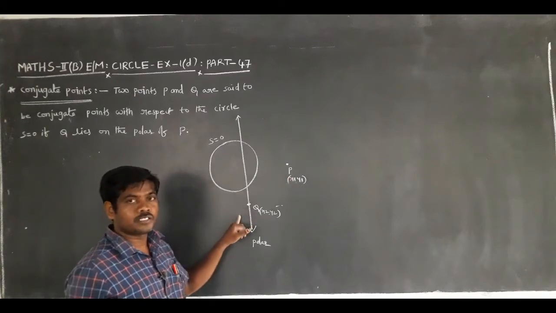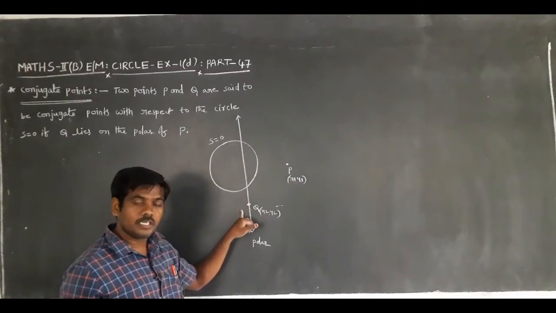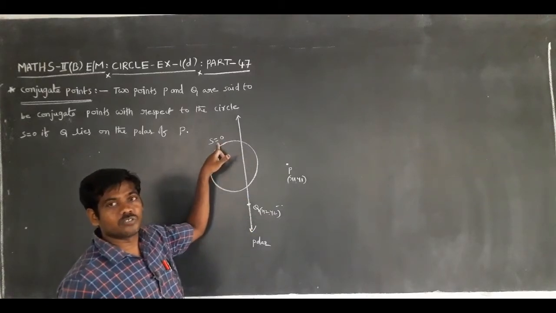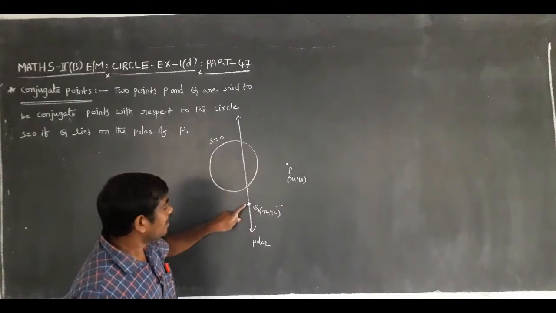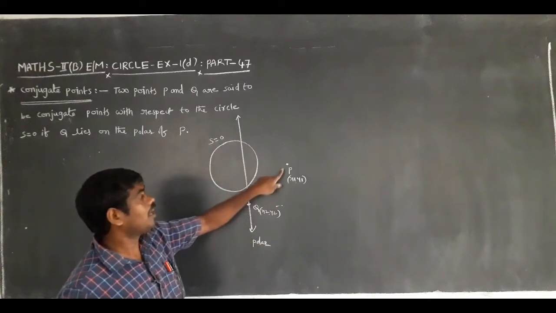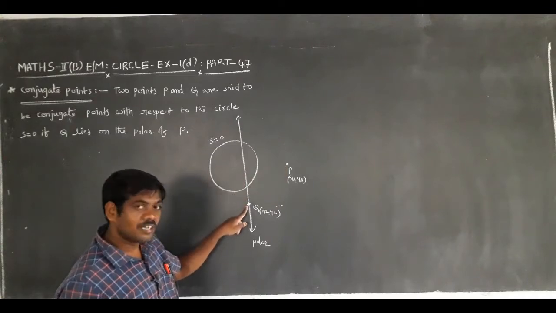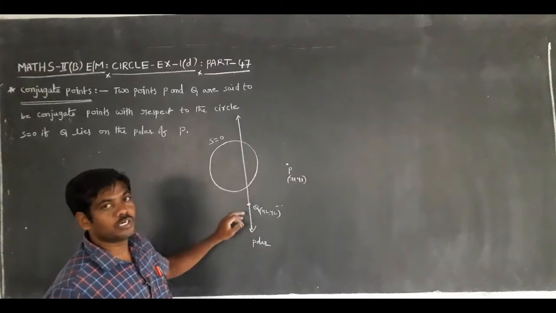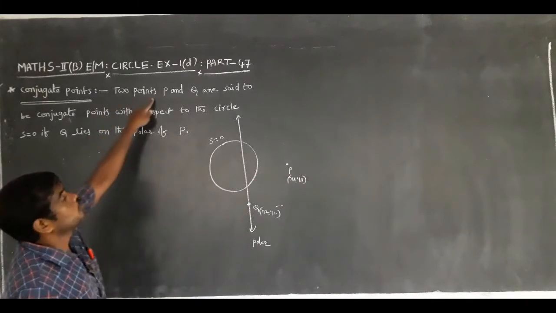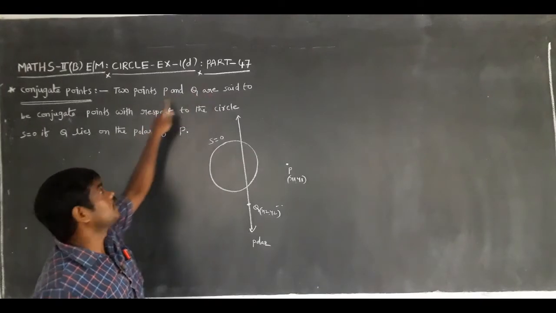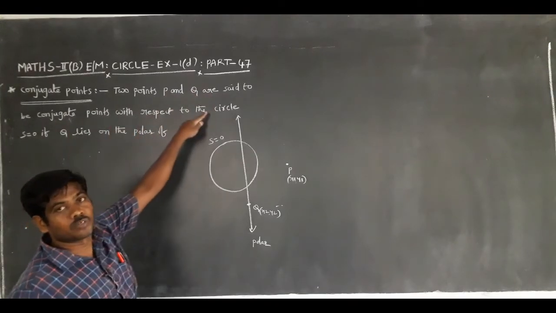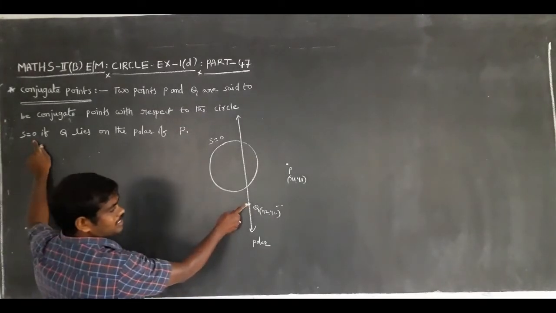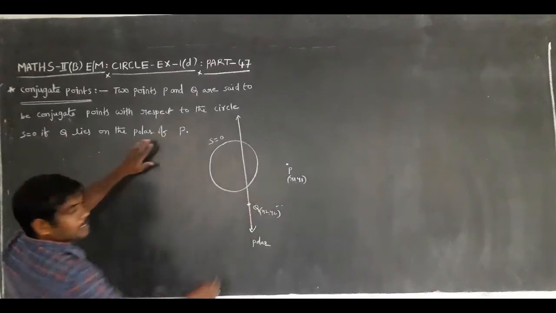If the 2 points P and Q are said to be conjugate points with respect to the circle S = 0, Q lies on the polar of P. Here P, Q are conjugate points. Two points P and Q are said to be conjugate points with respect to the circle S = 0 if Q lies on the polar of P.